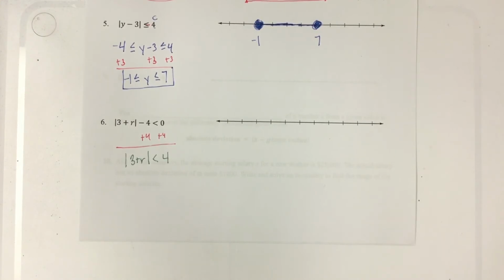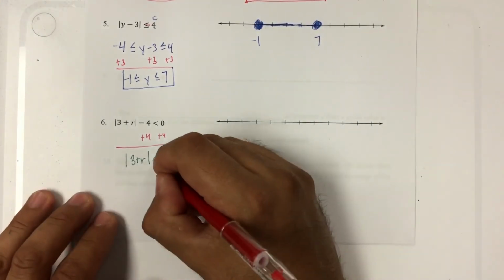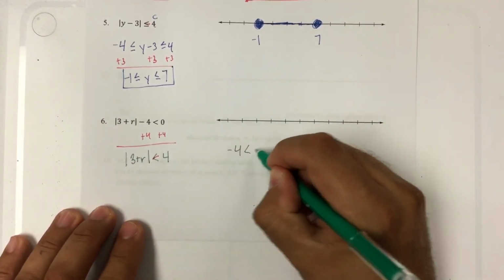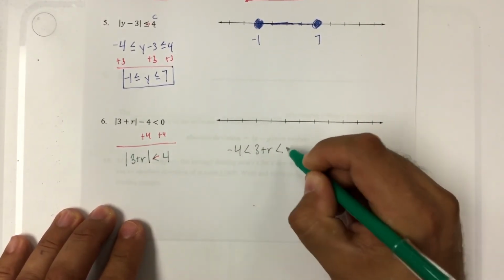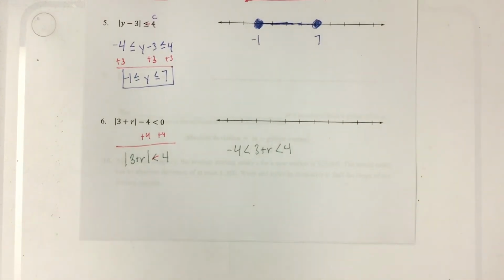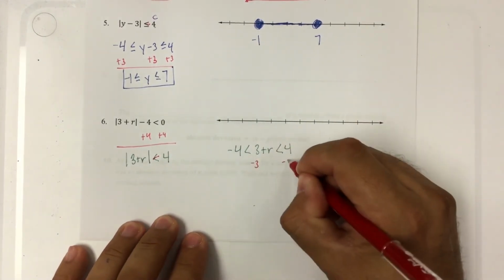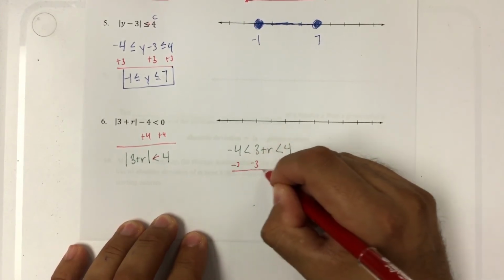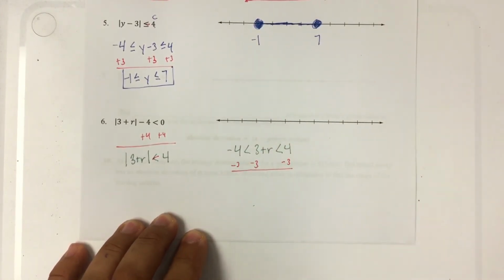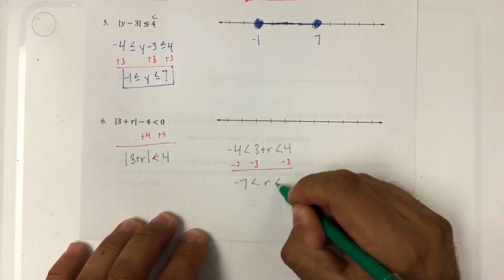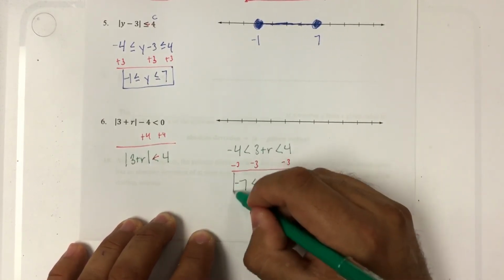Is it a splitter or between? It's a between. And tell me how to set it up. -4 is less than 3 plus r is less than 4. Okay. Can anybody tell me what's the next step I do to solve right here? -3 from all sides and the middle. So, -4 minus 3 is -7, less than r, less than 1. And it's done.